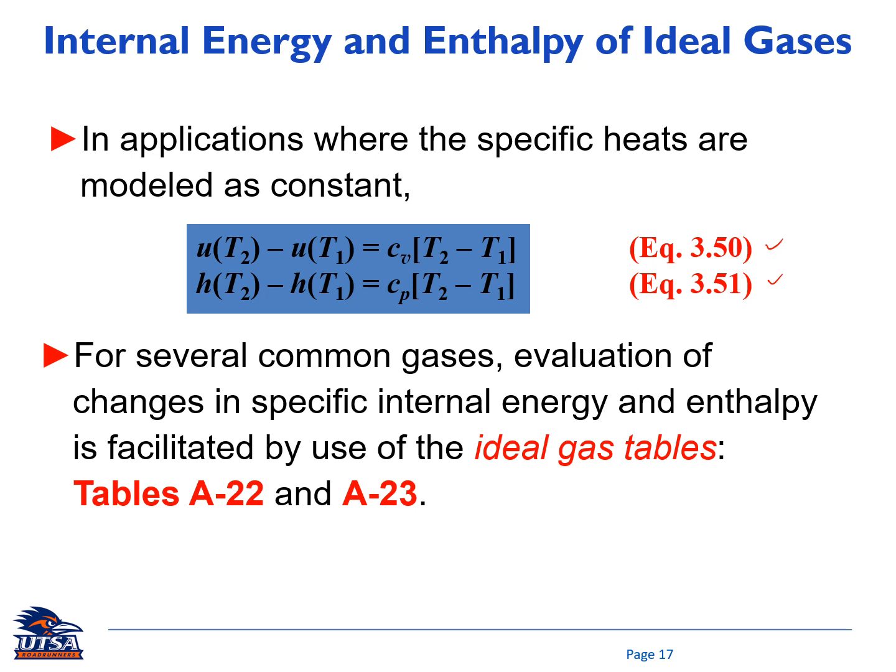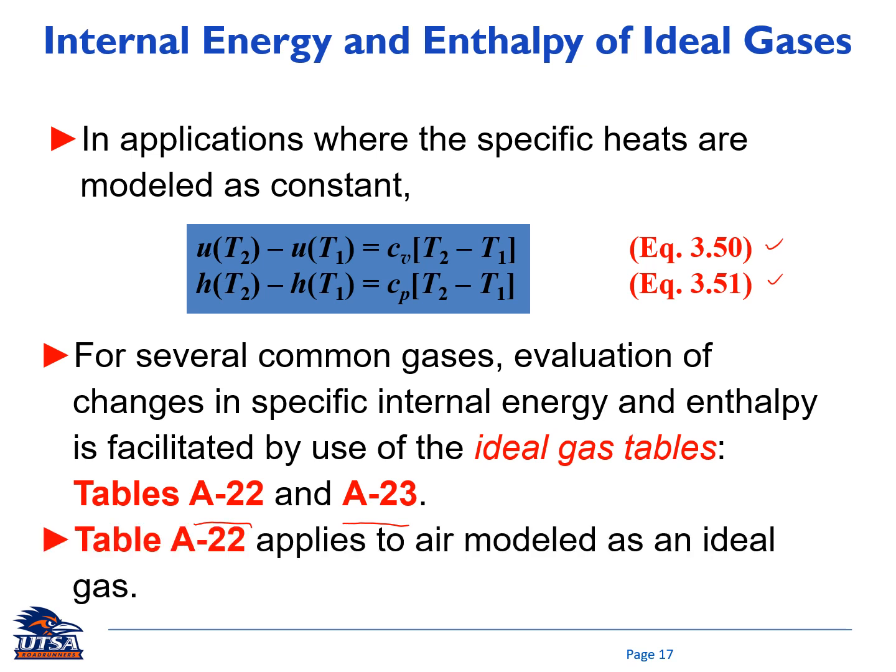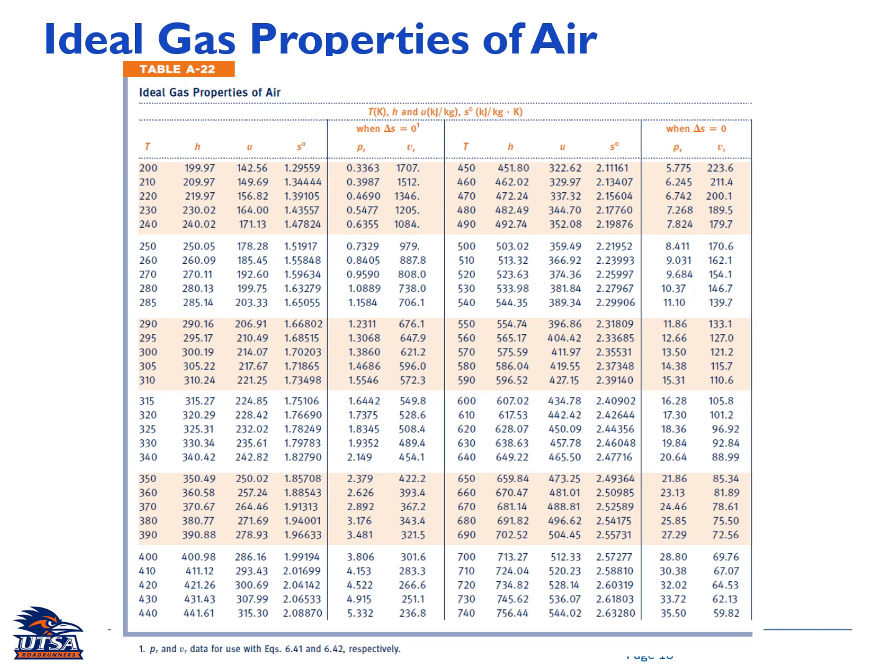So for several common gases, evaluation of change in specific internal energy and specific enthalpy can be seen in tables A22 and A23. Table A22 applies to air, and once again it is modeled as an ideal gas. So this is the screenshot of table A22. This is for air, modeled as an ideal gas.